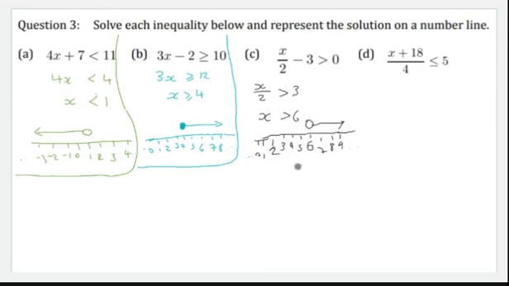So you've drawn your circle at 6, and you were right to not color it in because it's strictly greater than 6. So that's good.